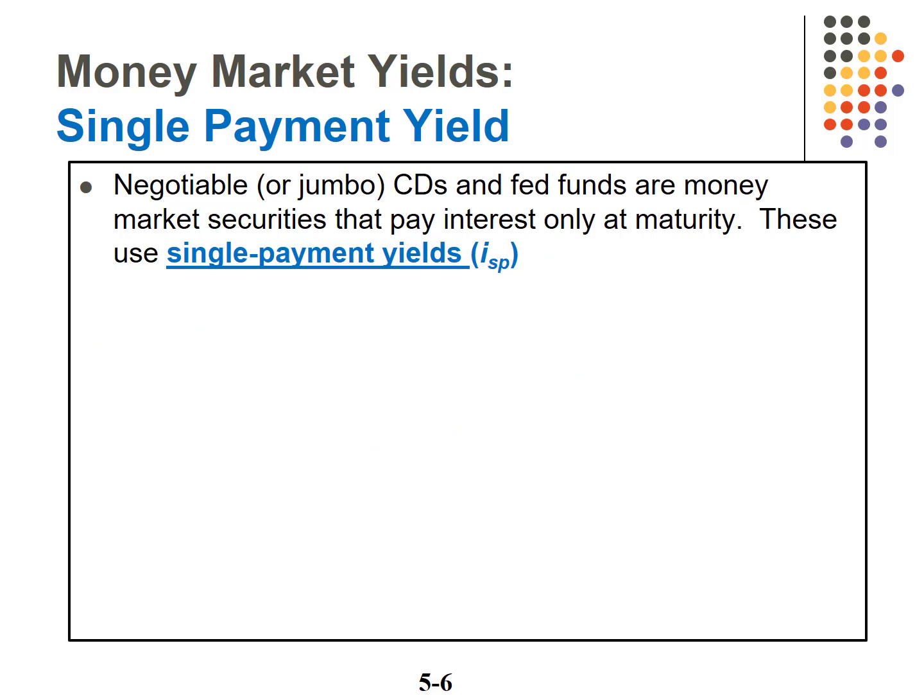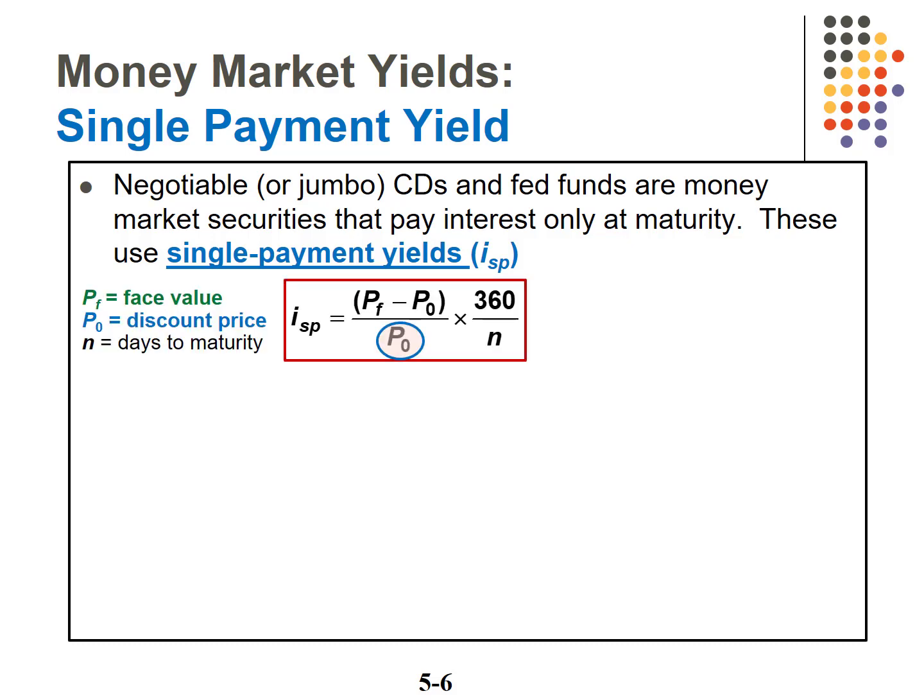The other way of quoting money market rates is single payment yield. This is used with negotiable CDs and Fed funds because they only make one interest payment at maturity. All 3 formulas are going to be shown on the slide. The first formula is the straightforward single payment yield equation. Note, the denominator is the discount or purchase price. The formula uses a 360-day year.